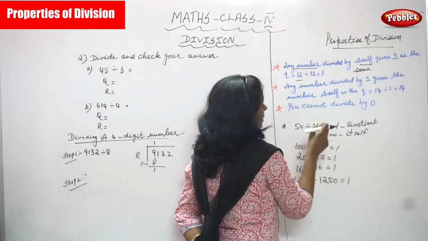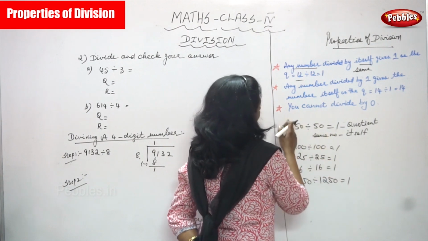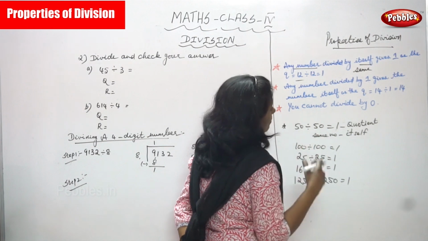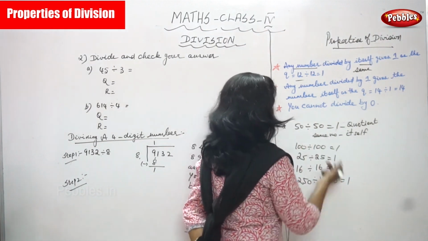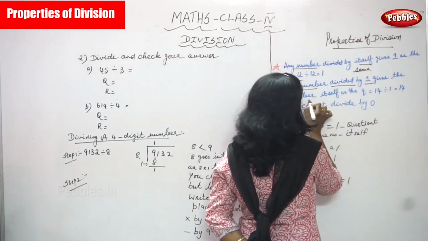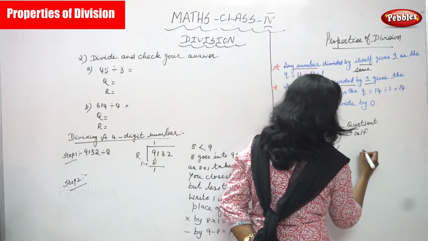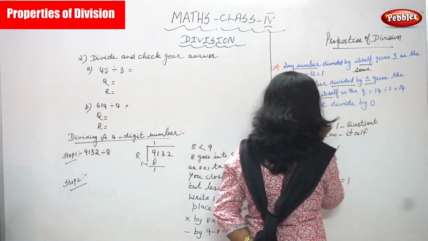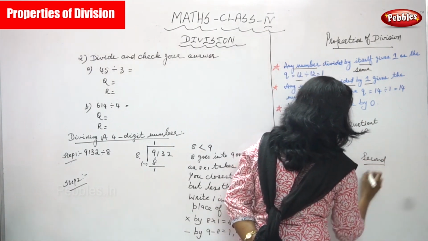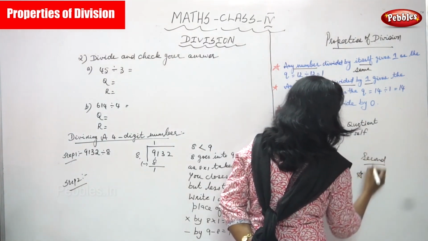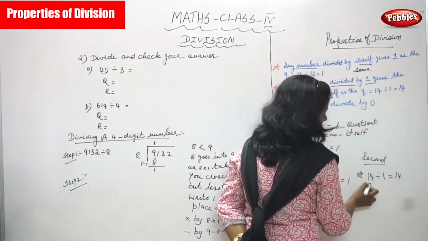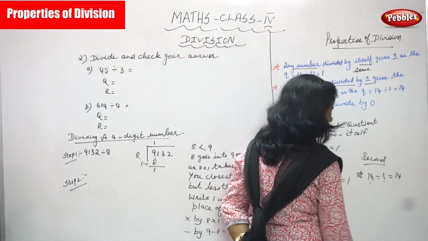Next, any number divided by 1 gives the number itself as the quotient. That is, 14 divided by 1, you get 14. Itself means the same number. This is the second property. For example, 14 divided by 1, you get 14. So any number divided by 1, you get the same number, that is 14.